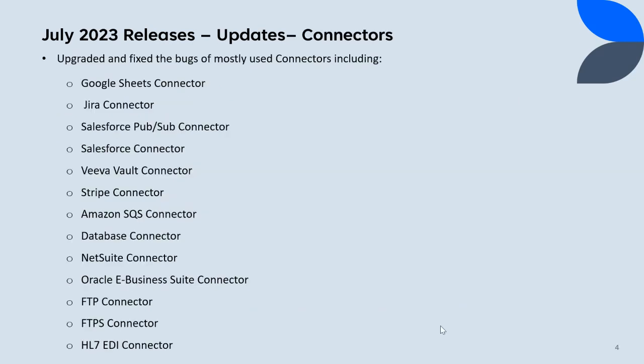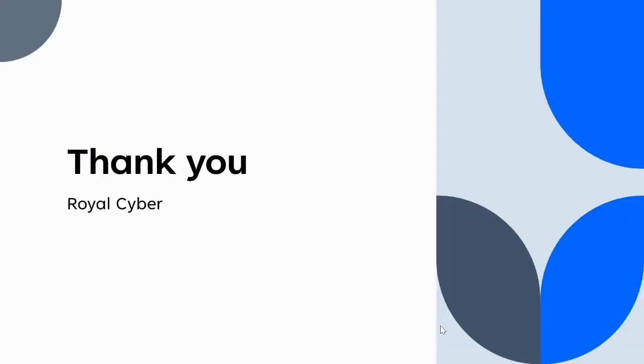Upgraded and fixed the bugs of mostly used connectors including Google Sheets connector, Jira connector, Salesforce Pub/Sub connector, Salesforce connector, Workday connector, Stripe connector, Amazon SQS connector, Database connector, NetSuite connector, Oracle E-Business Suite connector, FTP connector, FTPS connector, and HL7 EDI connector. And that brings us to the end of today's topic.